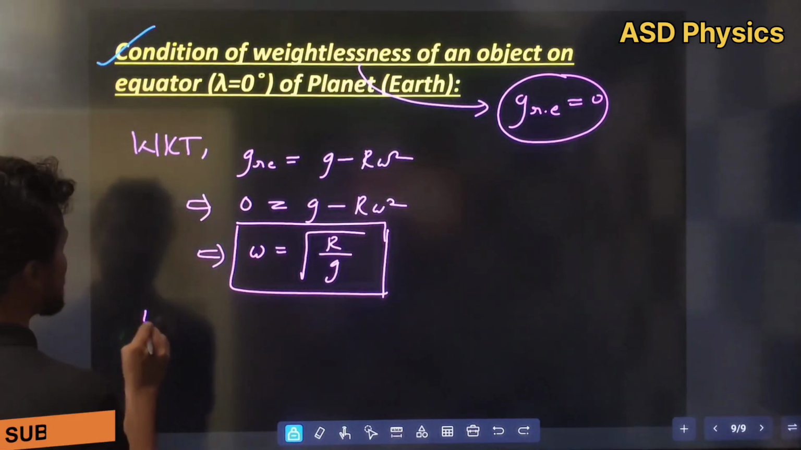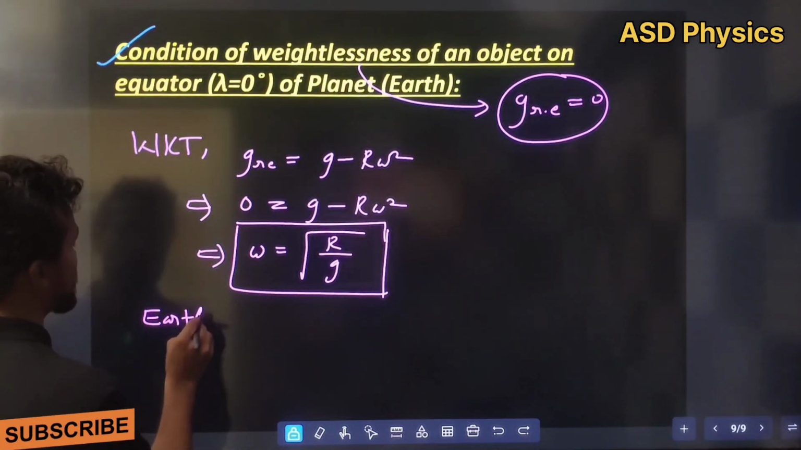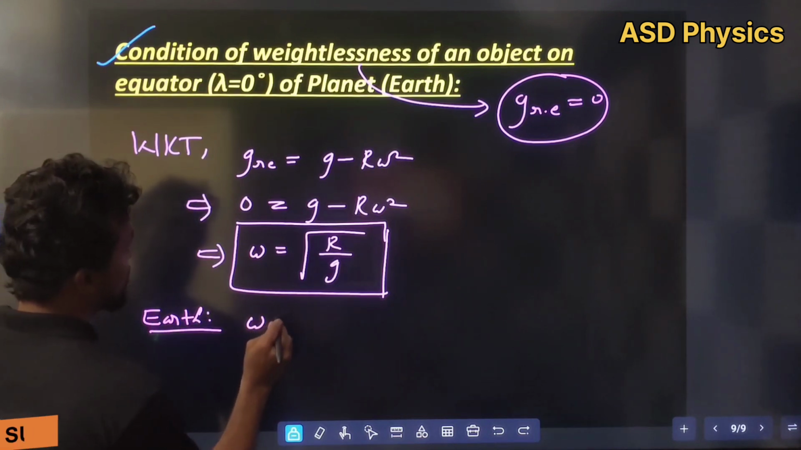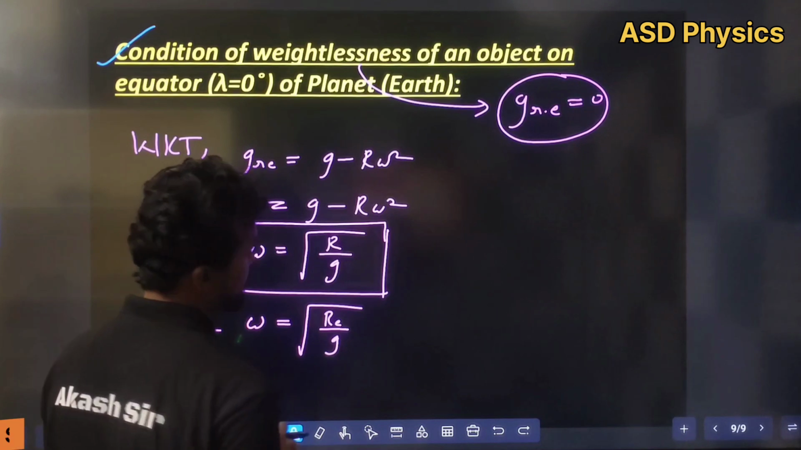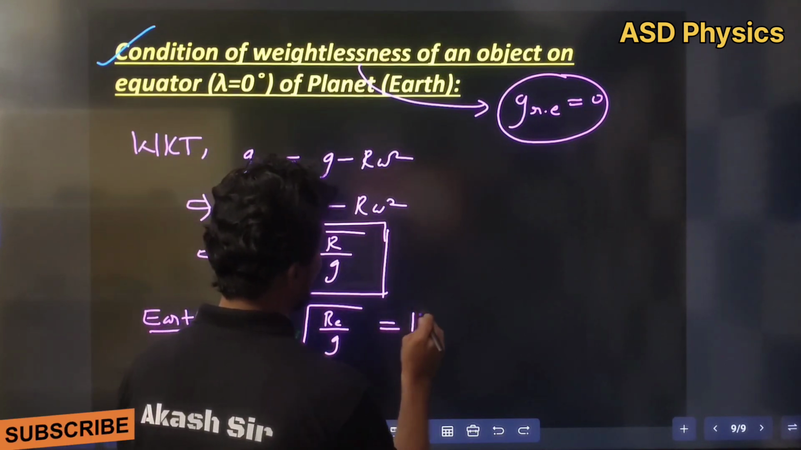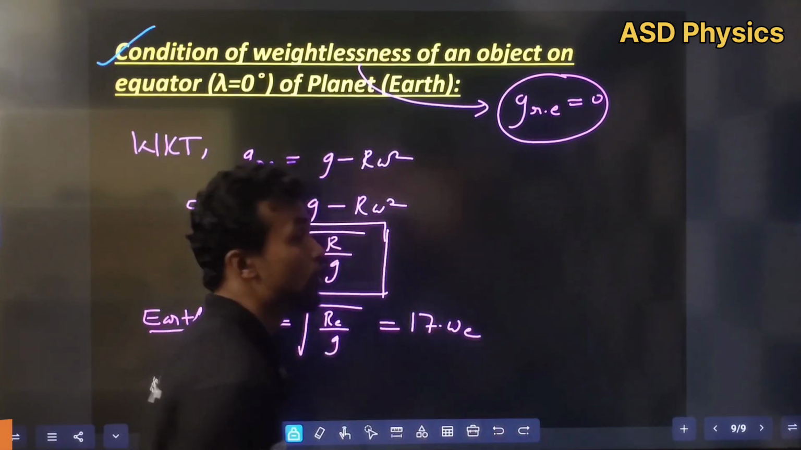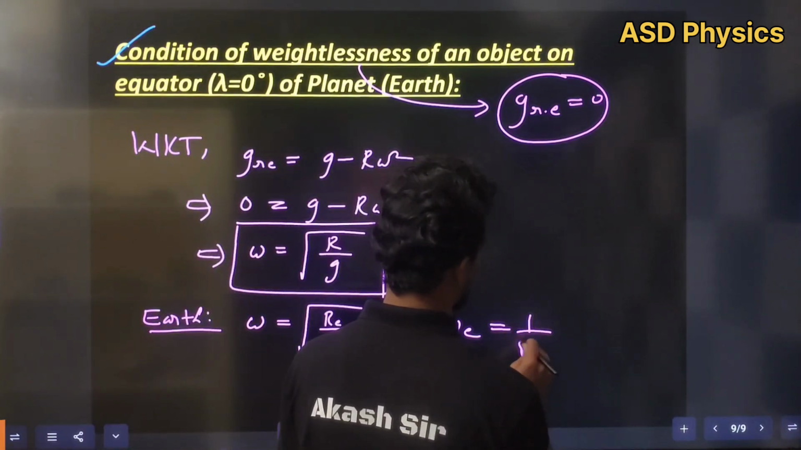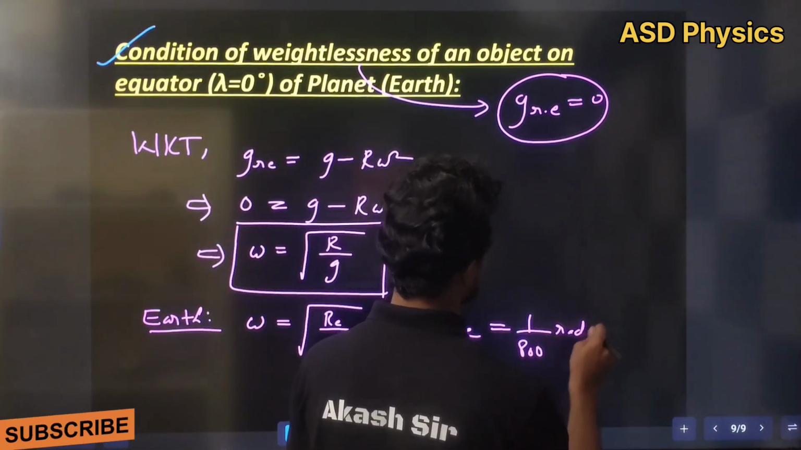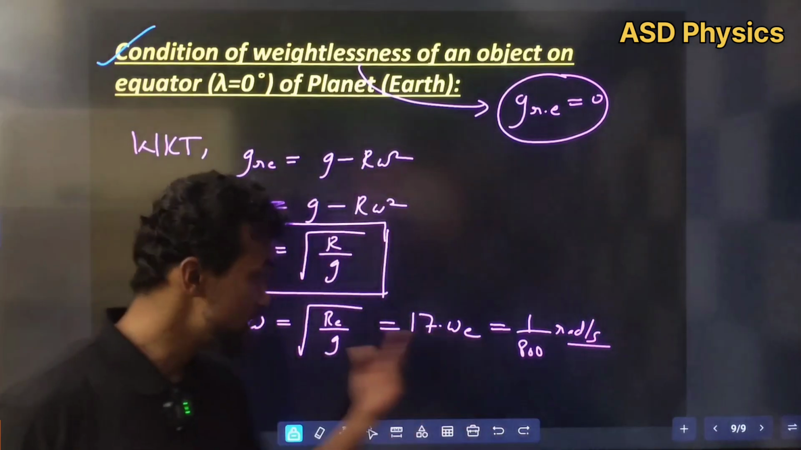Similarly, if we talk specifically for the earth, then this omega will become root g by R_E, okay? And this value will be 17 times the present angular speed, okay? And this should be how much here? 1 by 800 radian per second, okay? So this is for the earth.